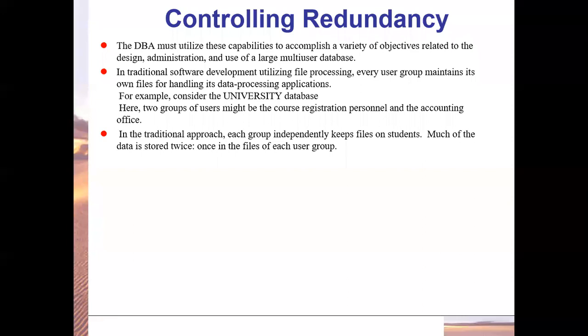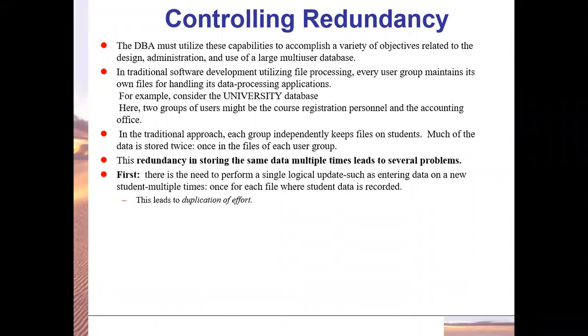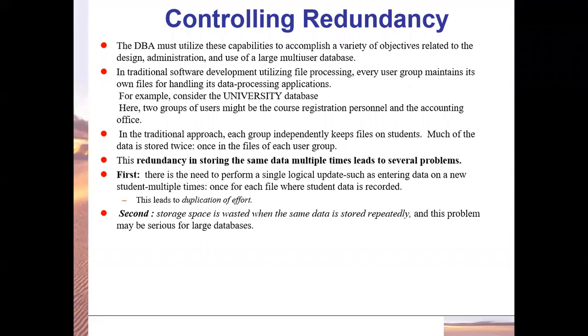So in the traditional approach, the data is stored repeatedly by separate groups independently. And then what happens? Because the data is repeatedly stored at multiple places, this leads to several problems. First, there is a need to perform a single logical update, such as entering data on a new student, at multiple locations. If a new student takes admission, both the accounting people and the administration people will have to modify the data separately. So this leads to duplication of effort.